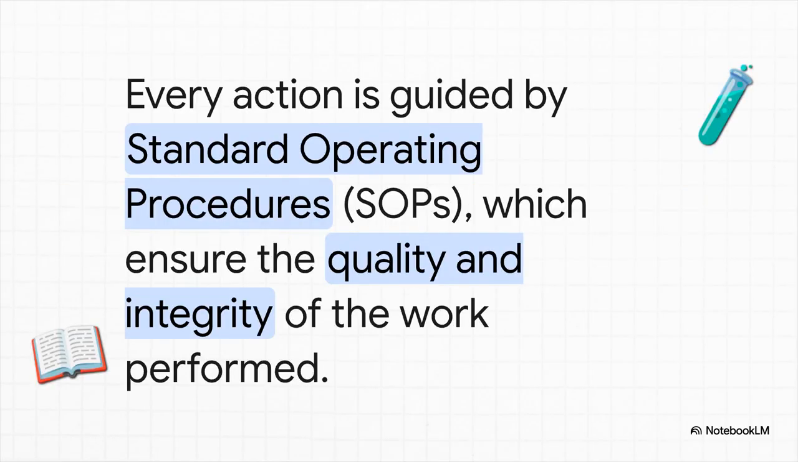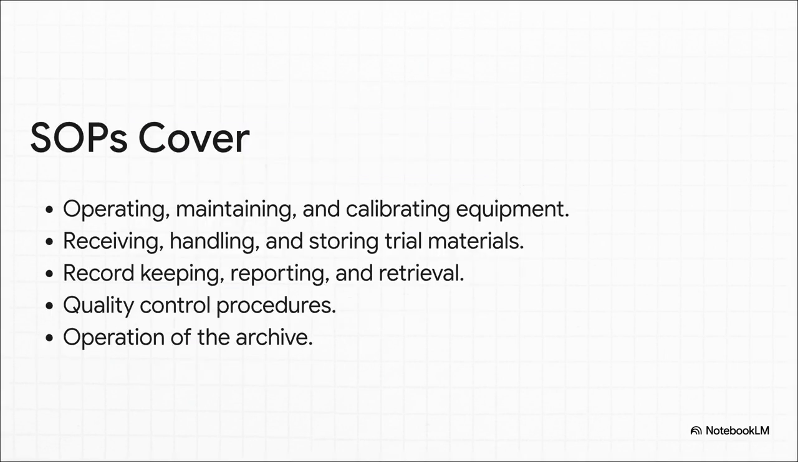So our sample is in the right place with the right people. But how do we make sure every single action they take is perfect, consistent, and repeatable? Well, that brings us to our third stage, the process. And it is all governed by the lab's official recipe book, the Standard Operating Procedures, or SOPs. And this recipe book is unbelievably thorough. It's got step-by-step instructions for absolutely everything.